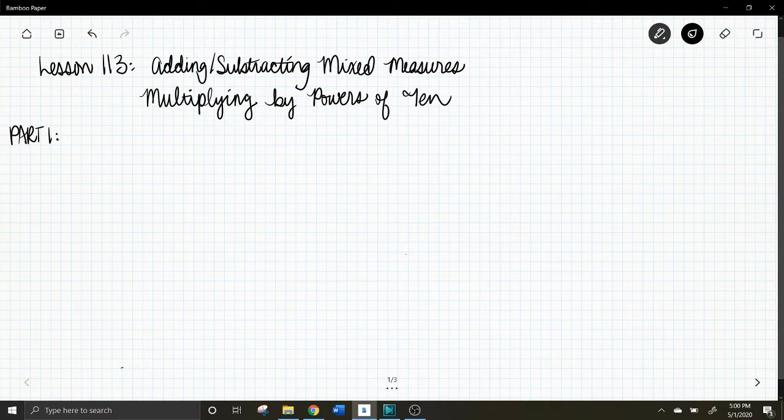All right, everybody, welcome to lesson 113. So this lesson has two parts, the first of which is adding and subtracting mixed measures, and the second is multiplying by powers of 10. So let's just jump right into it.